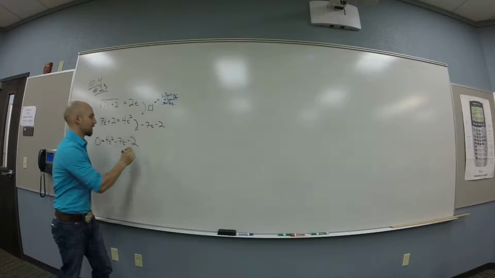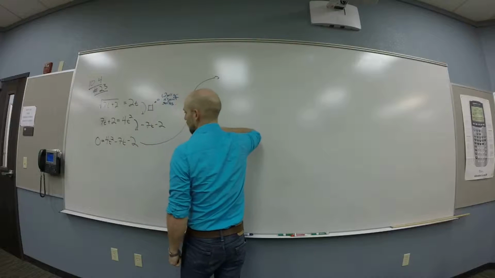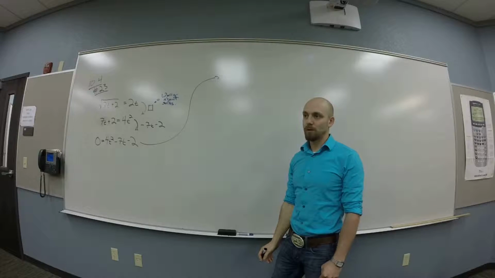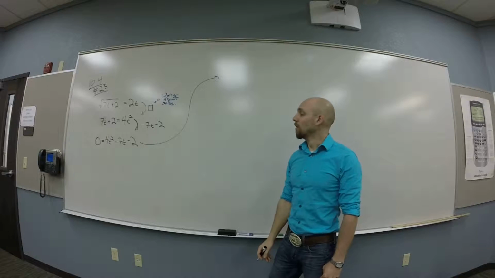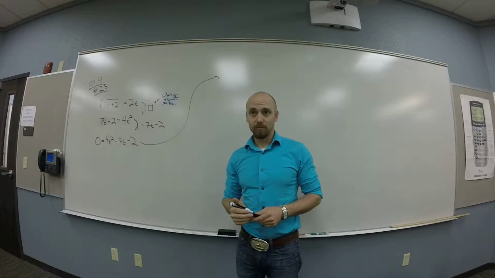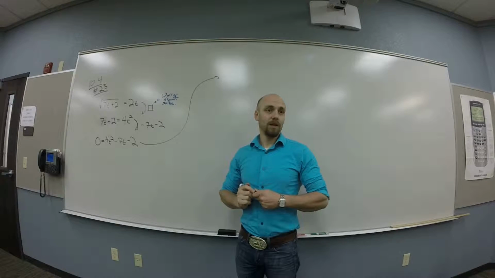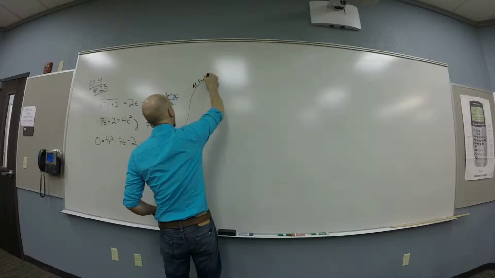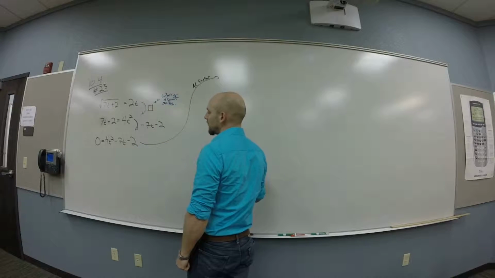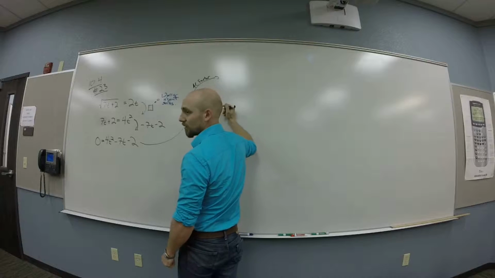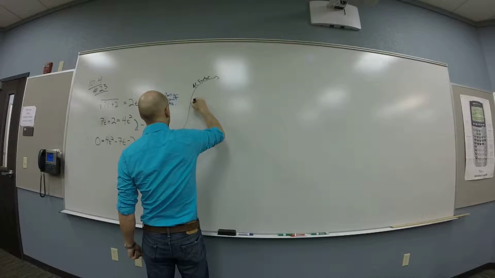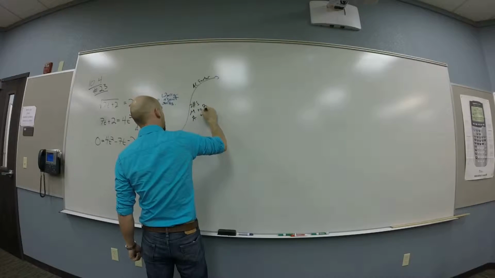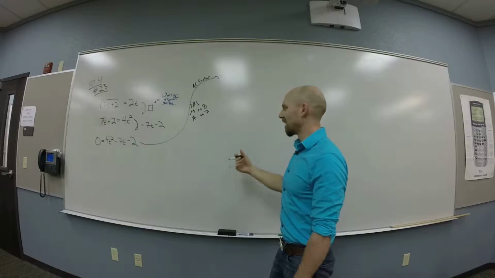And then what do we need to do with this? Complete the square, factor, quadratic formula. What else? What do you think about this one? AC factor? Okay. All right, so to AC factor this thing, what do I need? I need two numbers that multiply to negative 8 and add to negative 7.